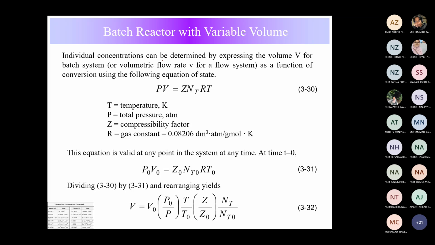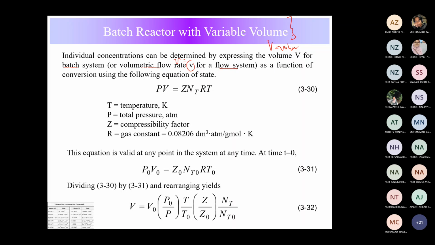Alright, individual concentration can be determined by expressing the volume V for batch system or volumetric flow rate V for a flow system. Okay, so kita ada V besar ni adalah untuk volume. Okay, and then V yang macam ni kita panggil dia as a volumetric flow rate. Okay, this is flow system. Okay, ni batch ni flow. Okay, dia ada dua kategori. Yang terangkan adalah batch dengan flow. Okay, as a function of conversion using the following equation of state. Okay, so ini adalah mostly untuk gas. Okay, variable volume ni kita concentrate pada gas.